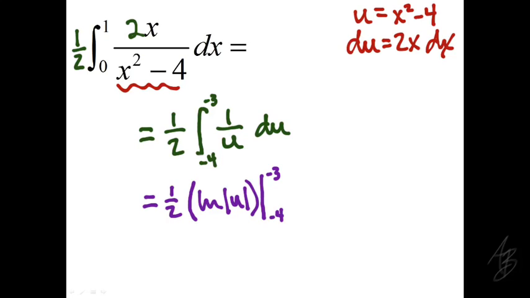So we get the natural log of the absolute value of u. And if you remember, we need the absolute value here so that we can handle the negatives. And evaluating this at negative 3 and negative 4, we get 1/2 times the natural log of 3 minus the natural log of 4. It's good practice to write natural log answers as a single natural log. Remember, the difference of two natural logs is the natural log of the quotient. So we get the natural log of 3 over 4, or the natural log of 3/4.